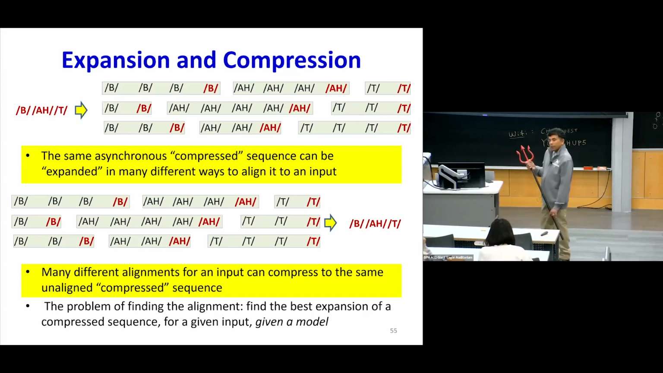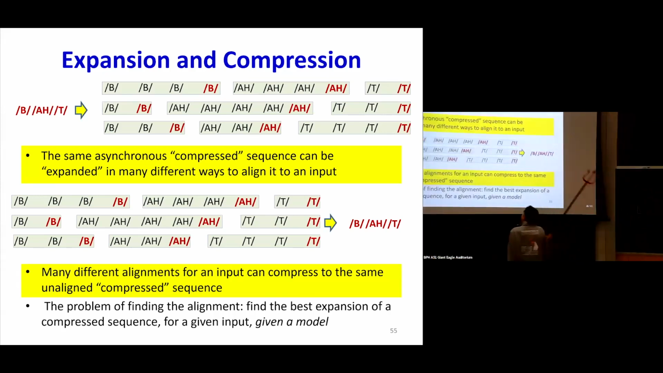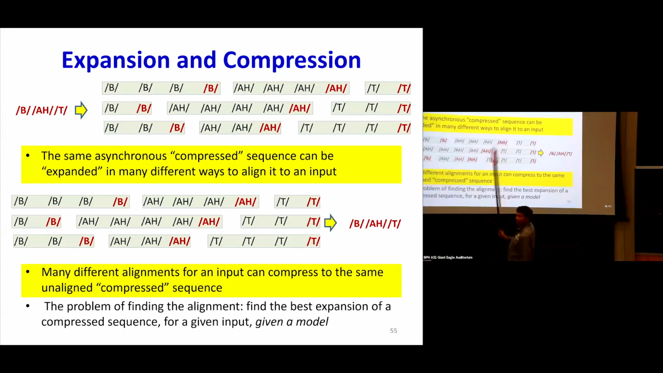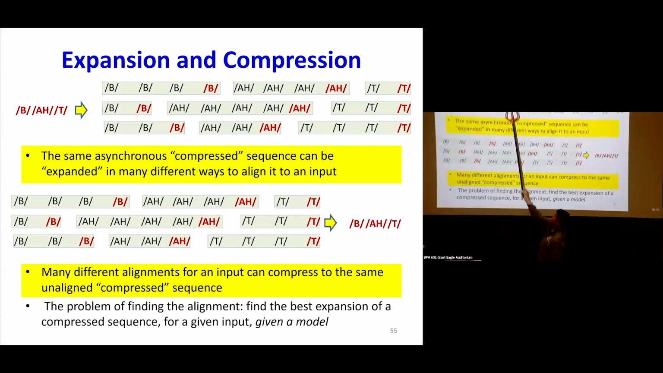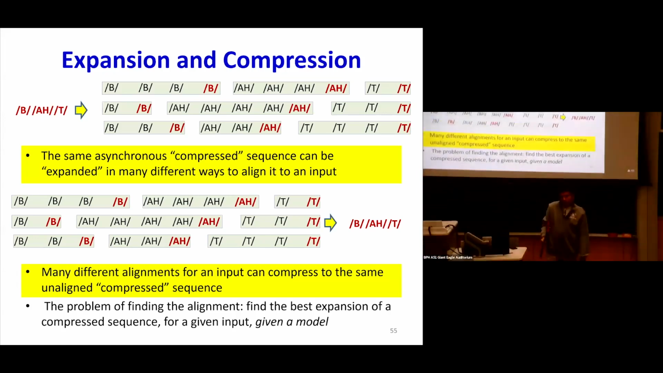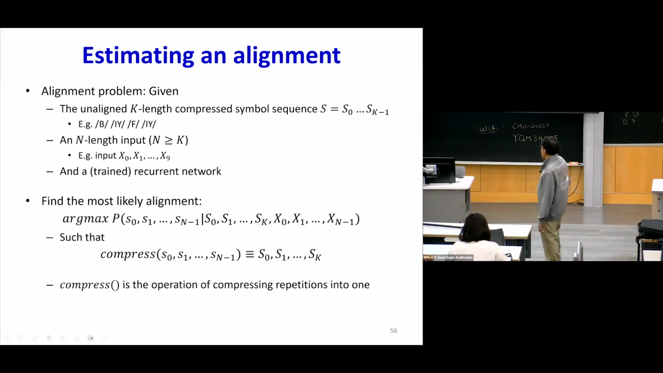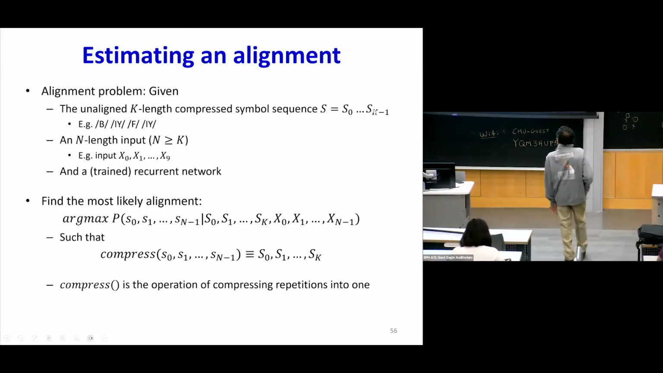And so the problem of finding the alignment is simply finding the best expansion of a compressed sequence for a given input, given a model. So you're given the current model theta, and finding the best alignment is like saying, I'm going to find out which of these expansions is most likely. That make sense? Okay. So here's the alignment problem.